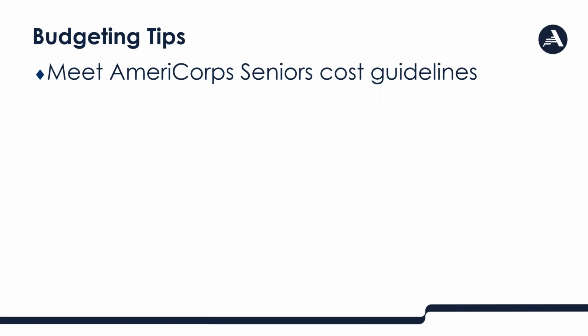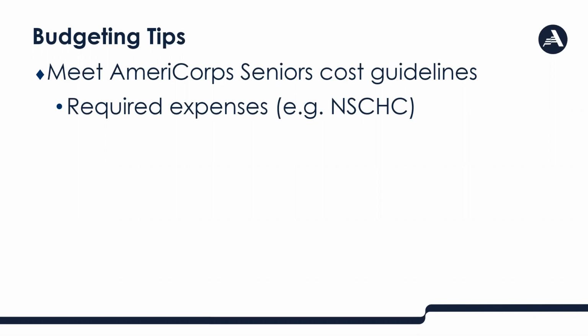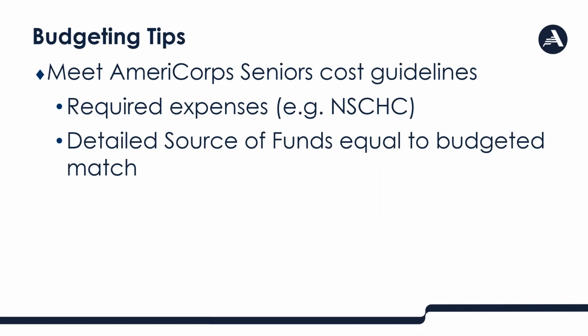Your budget should include all required costs, such as costs for staff and volunteer criminal history checks and transportation, recognition and insurance costs for volunteers. Your budget narrative will demonstrate how you are supporting your budgeted match with a source of funds section that includes the required details and equals the total budgeted match exactly.